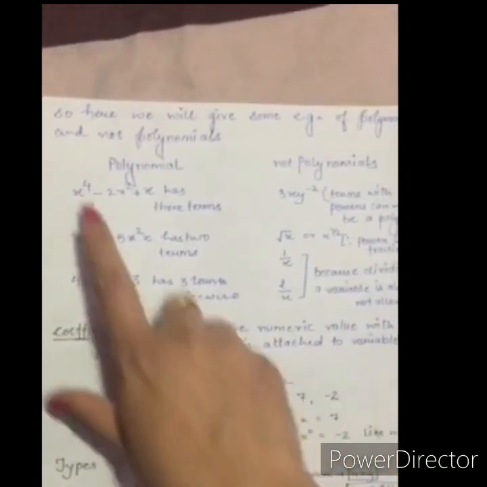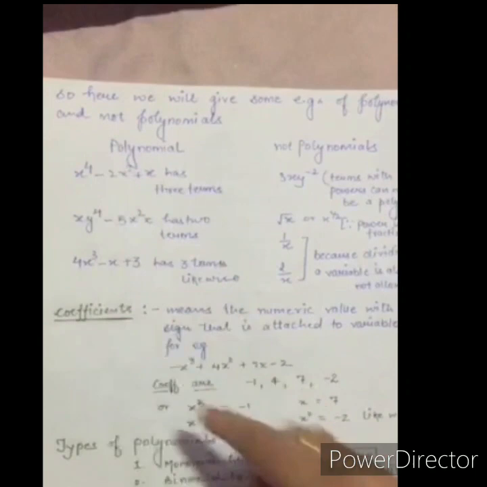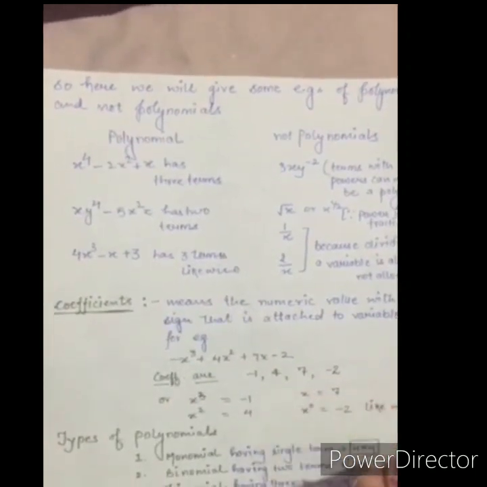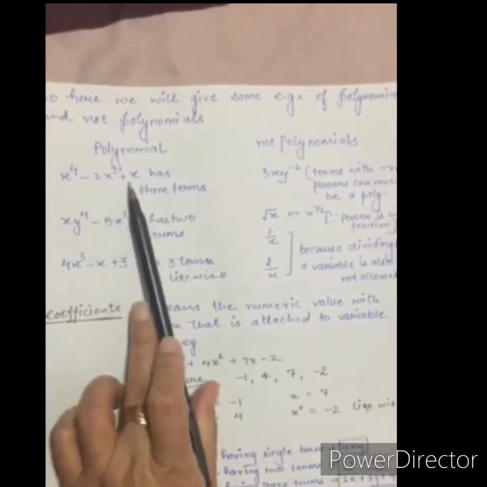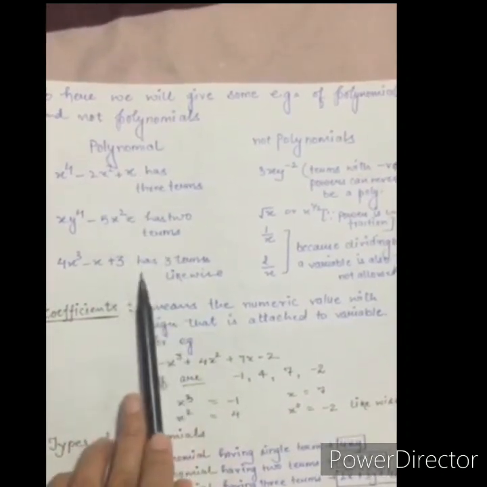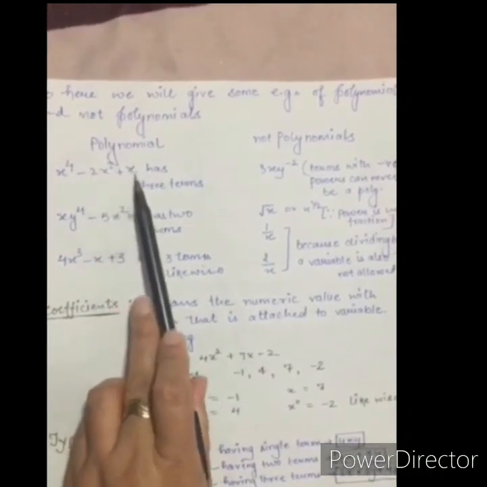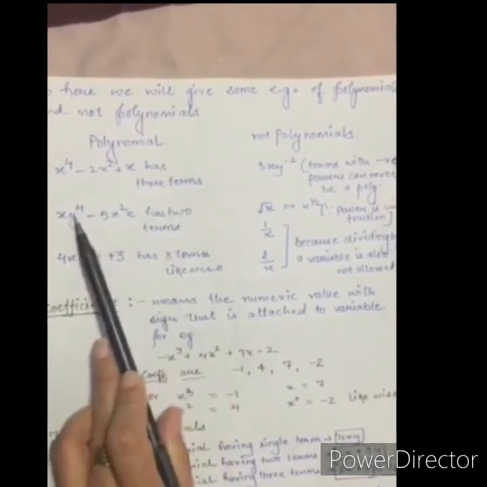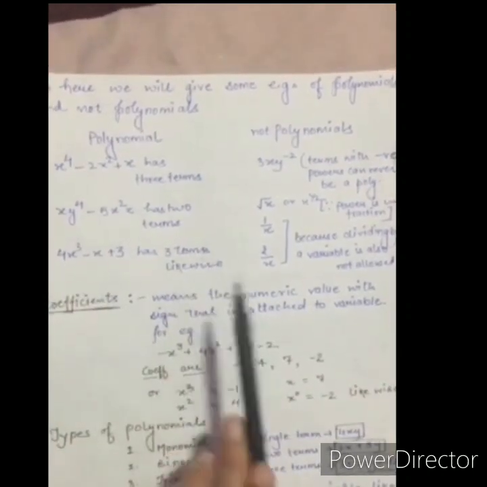Here we will give some examples of polynomials and some examples which are not polynomials. It is very simple to distinguish between polynomials and non-polynomials. Now you have understood about the polynomial. Here I have written three examples. x⁴ - 2x² + x has three terms. The next has two terms and the third has three terms.